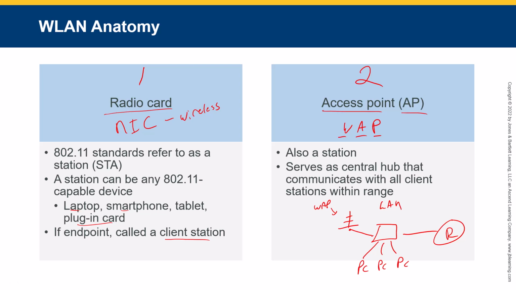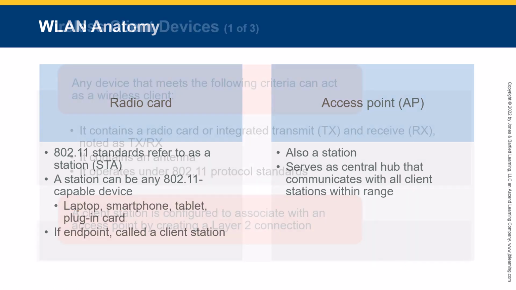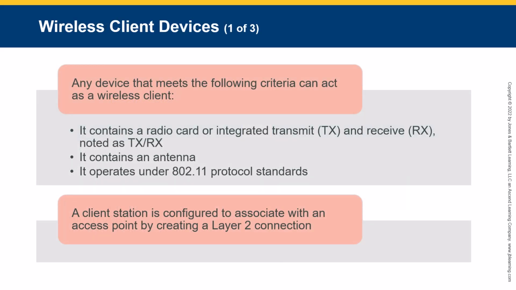So let's talk about those wireless devices or endpoints or client stations a little bit more in depth. So any device that meets the following criteria is that wireless client. It will contain some form of transmission card, wireless card, radio card, and it is going to be using some form of transmission and receiving, typically denoted TX and RX, transmit TX, receive RX, to handle communication over wireless or radio frequencies. It does contain some form of antenna.